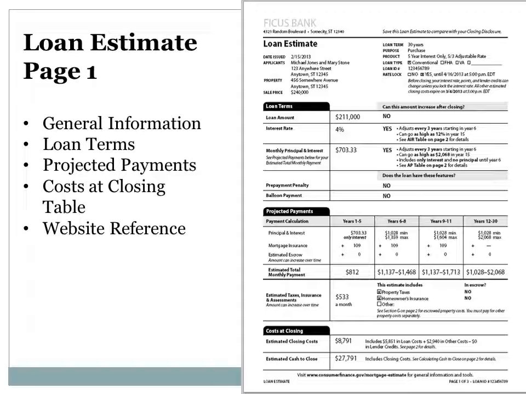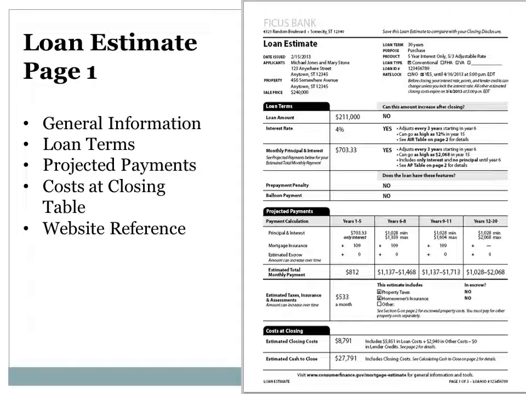Okay, let's look at page 1 of our loan estimate. At the very top, you'll see general information, then loan terms, projected payments. That section is going to reflect a payment stream just like you would see on your initial truth in lending. And at the bottom is a cost at closing table. This table is going to show the borrower approximately how much cash they'll be required to bring to the closing table. But I'd like to get more in depth about some of the formatting requirements from the CFPB.